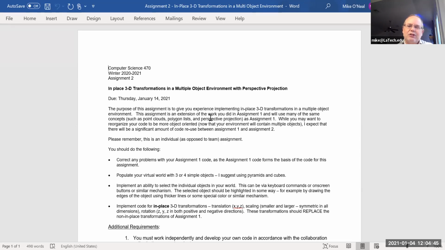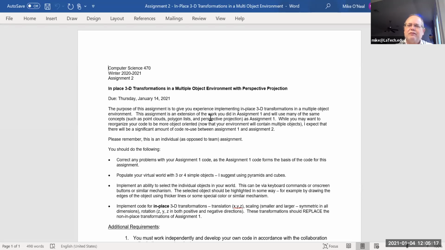Again, let me just read through this to make sure I don't miss anything. The purpose of this assignment is to give you experience implementing in-place 3-dimensional transformations in a multi-object environment. It's an extension of what you did in assignment 1 with many of the same concepts, such as the point cloud, the polygon list, the perspective projection. You may want to reorganize or refactor your code to be more object-oriented now that your environment will contain multiple objects. I expect there will be a significant amount of code reuse between assignments 1 and 2.